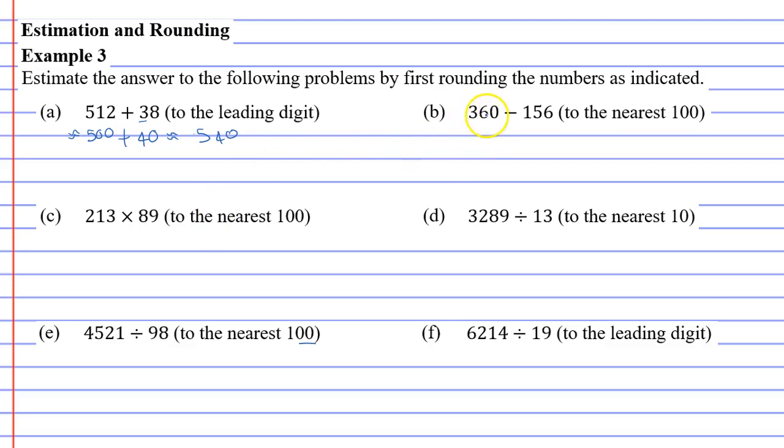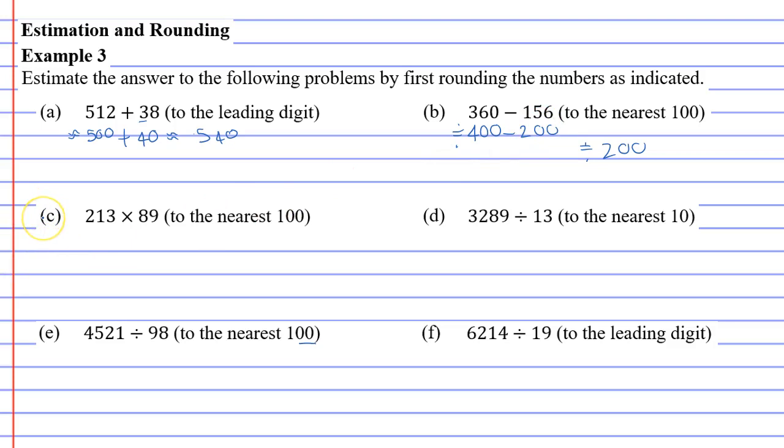Moving on to question B, they want us to round it to the nearest 100, meaning that we want to make sure the last two digits are zeros. So for 360, we would make that 400. We would round up, making sure the last two digits are zeros. And 156, we round to 200. We round that one up as well, using the approximately equal to sign. And this will approximately equal 200 when we do 400 minus 200.